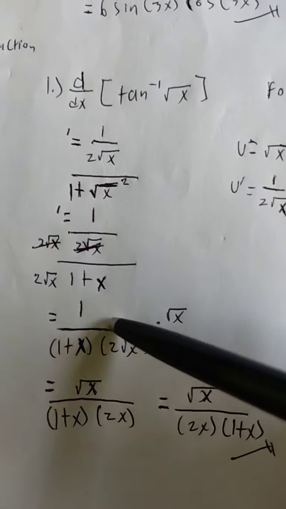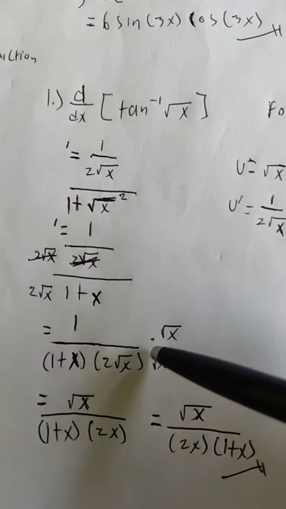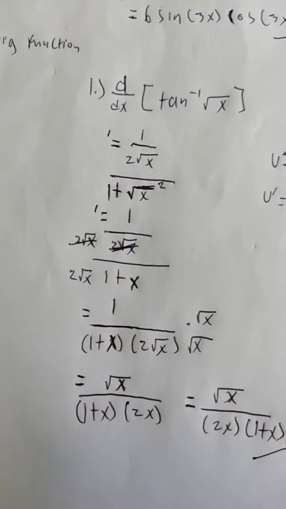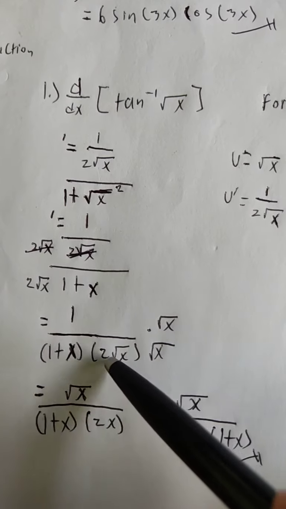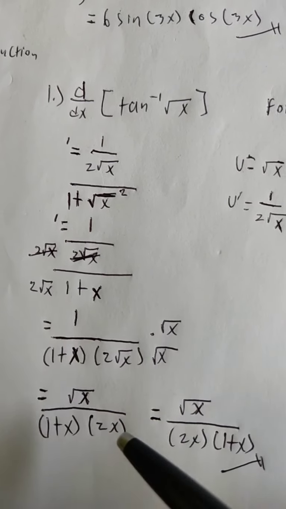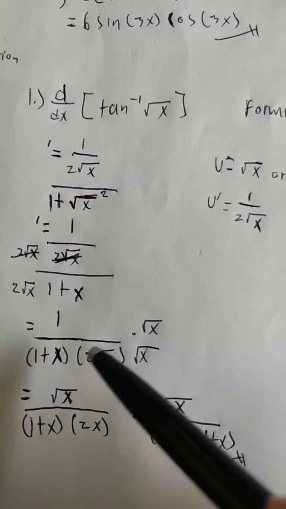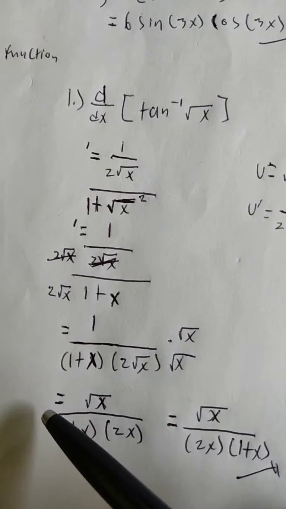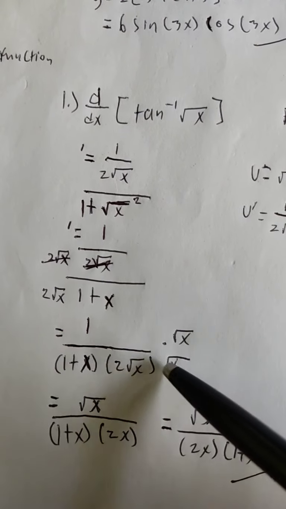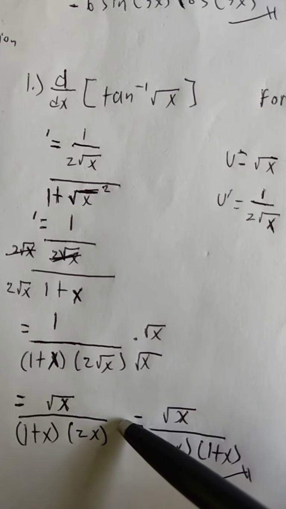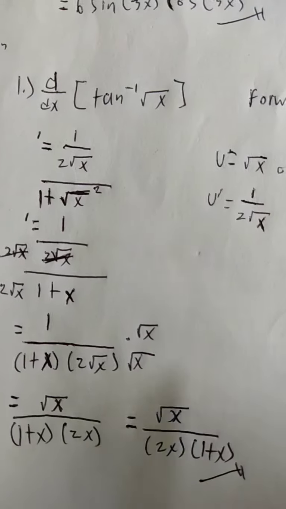So for us to rationalize this expression, we need to multiply the numerator and the denominator by the square root of x. So 1 times the square root of x would simply be the square root of x, and the square root of x times the square root of x would only be x, so that would be 2x. So that would be equal to square root of x all over 2x times 1 plus x.